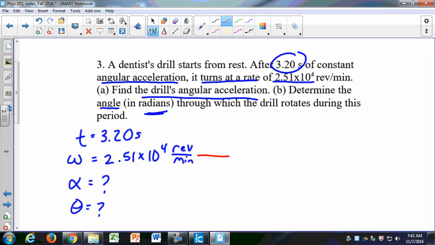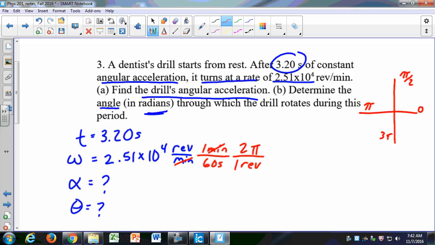I need two conversion factors. I know that in 1 minute there are 60 seconds. And notice that gets rid of the minutes and leaves me with revolutions per second. And then I know that in one revolution, there are how many radians? There are 2 pi radians. Remember your unit circle. As I go through my unit circle, I go from 0 to pi over 2 to pi to 3 pi over 2 to 2 pi. So in one full circle, there are 2 pi radians. It'll help you to know your unit circle for the next test, to be familiar with it.